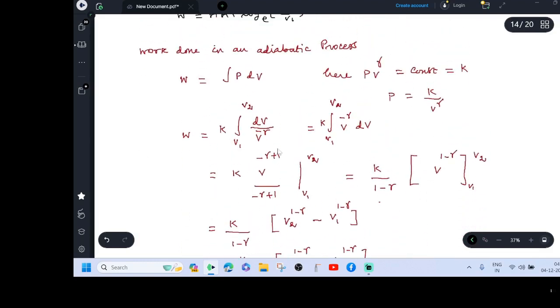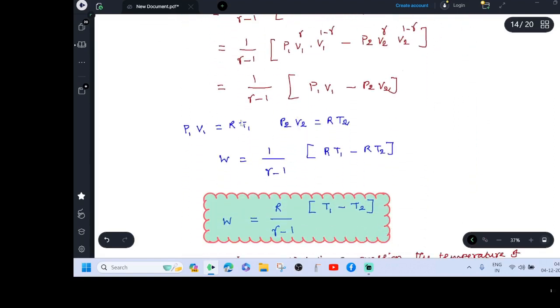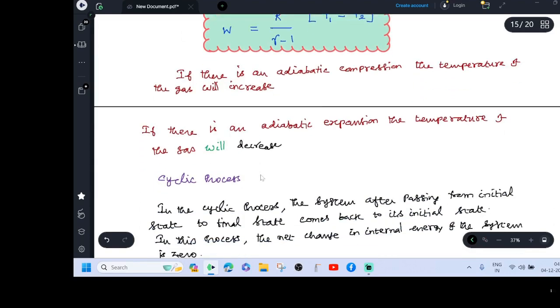Now for the adiabatic process, just integrate and you can get this result. P1 V1 equal to RT1, P2 V2 equal to RT2, then W equal to 1 divided by gamma minus 1 into RT1 minus RT2. Take the R outside, this is the final result. If there is an adiabatic compression, the temperature of the gas will increase. If there is an adiabatic expansion, the temperature of the gas will decrease.